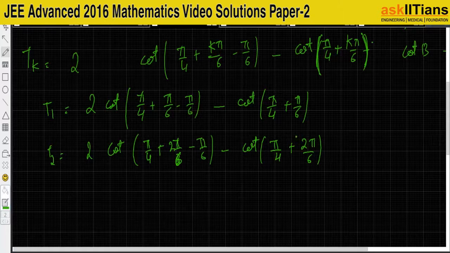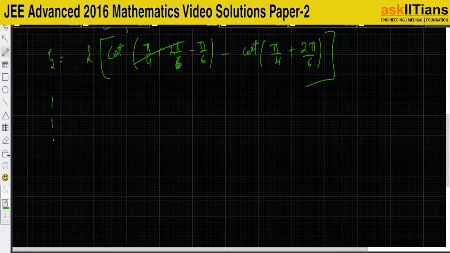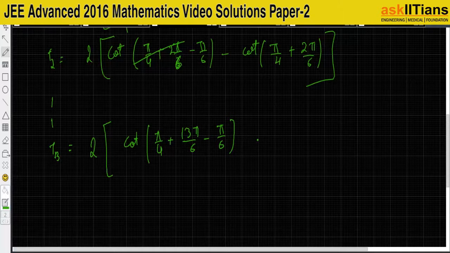So these two terms will get cancelled actually. The 2 is outside, so it is like this. These two terms will get cancelled, and similarly it will go on. What will be the last term? T13: if I put k equal to 13, the last term that I'll get is cot of pi by 4 plus 13 pi by 6 minus pi by 6, minus cot of pi by 4 plus 13 pi by 6. This will be the last term.